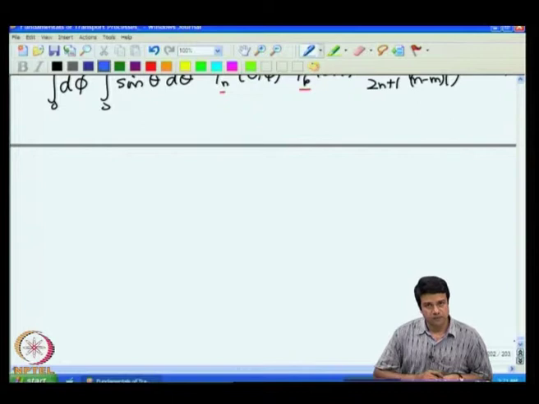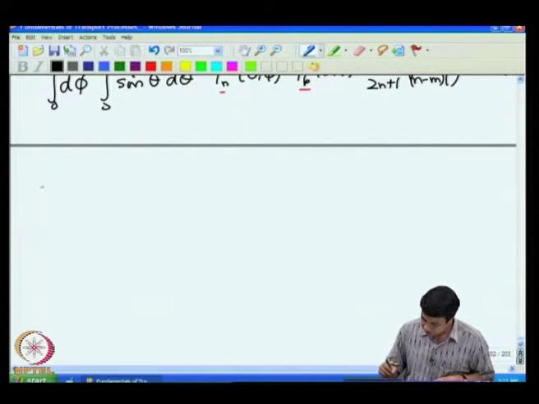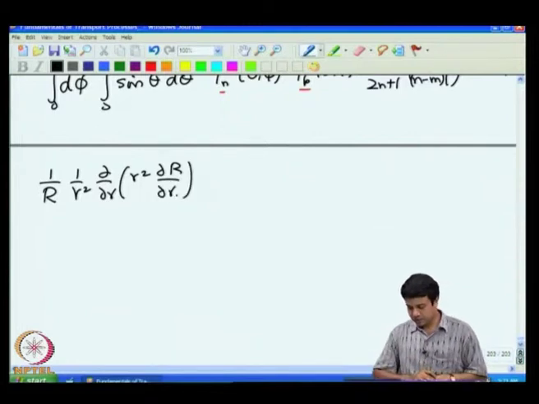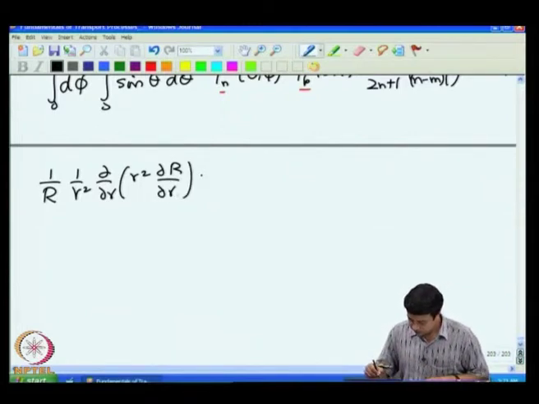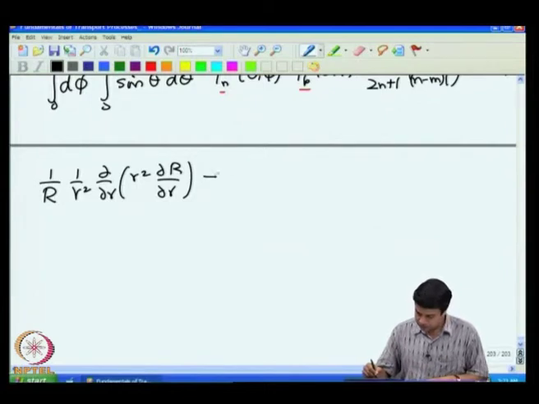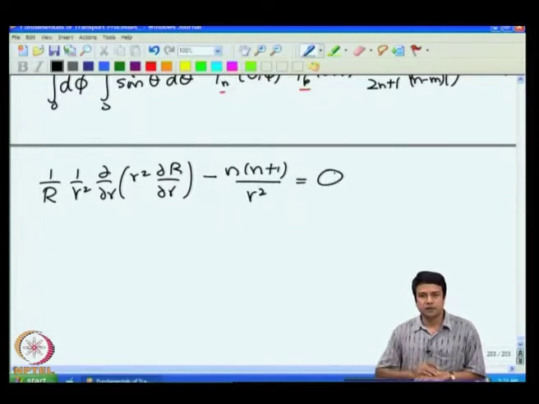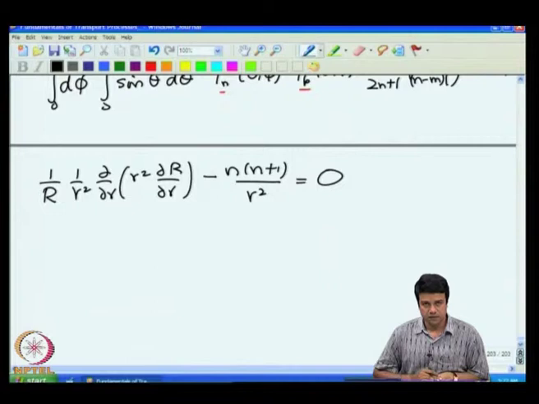And now finally, we are left with solving the equation for the r coordinate. The equation that we are left with is 1 over r square d by dr of r square partial R by partial r, minus n into n plus 1 by r square R is equal to 0, where n was the discrete eigenvalue for the Legendre polynomials that I had earlier. Okay. So, this is the final equation.